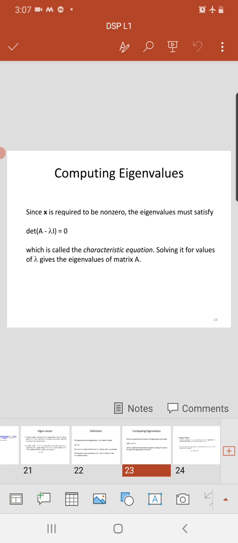Now computing the eigenvalues. Since x is required to be non-zero, the eigenvalues must satisfy the determinant of (A − λI) = 0, which is called the characteristic equation. Solving it for the values of λ gives the eigenvalues of matrix A. So the characteristic equation is written as det(A − λI) = 0. This is the characteristic equation.